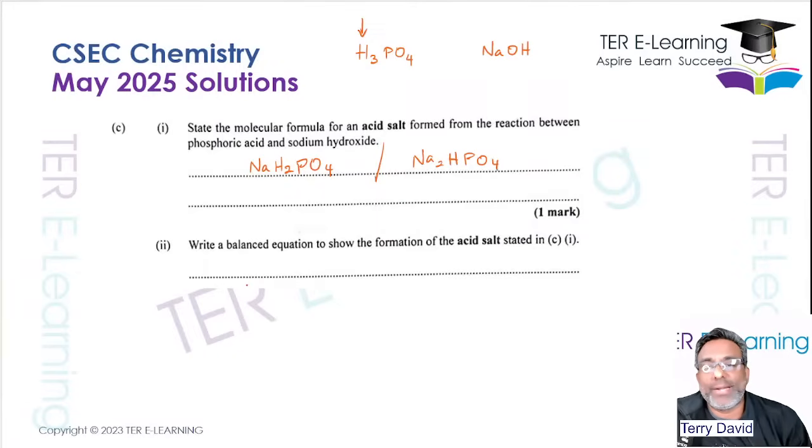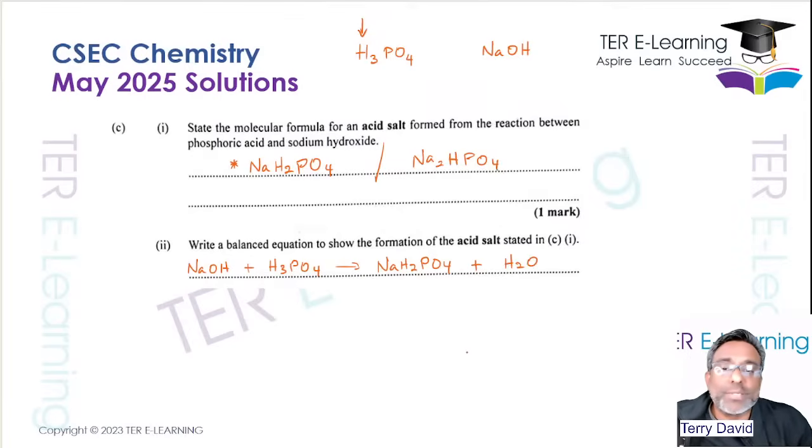Right, now they said write a balanced equation to show the formation of the acid salt. So I'm going to use this as my acid salt here. So let's start with NaOH. I'm not going to put the state symbols here. H3PO4, and the salt that I'm going to get here, I'm going to say NaH2PO4, plus H2O.